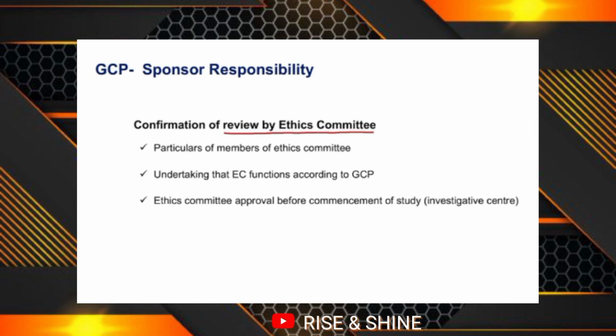Another sponsor responsibility is that they have to ensure that ethics committee review is complete. They also need to know the particular members of the ethics committee, and they should be able to show that the ethics committee is trained on GCP, because even DCGI is saying that membership can be revoked if the person is not trained on GCP. Ethics committee approval before the start of the study is again the responsibility of the sponsor. The sponsor has to ensure that the ethics committee has approved the study before they can start the trial.